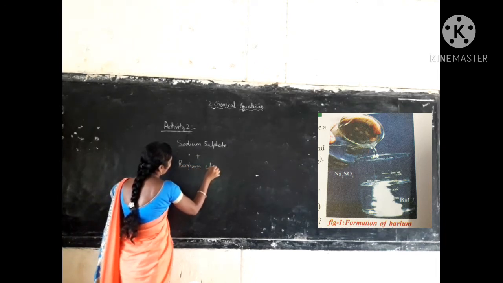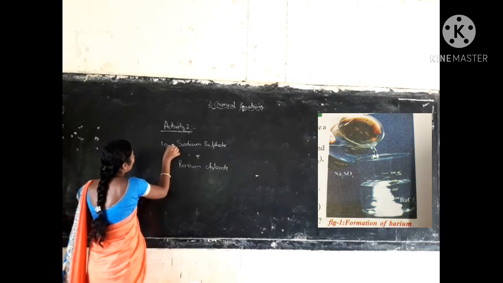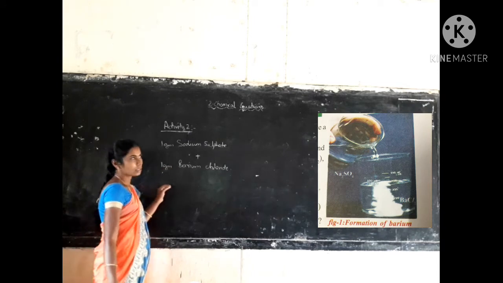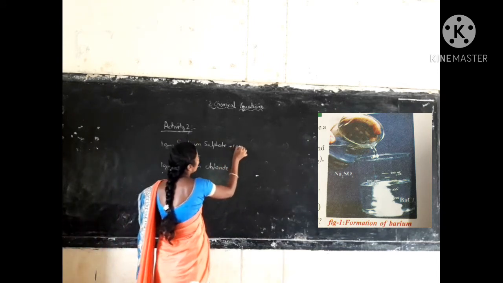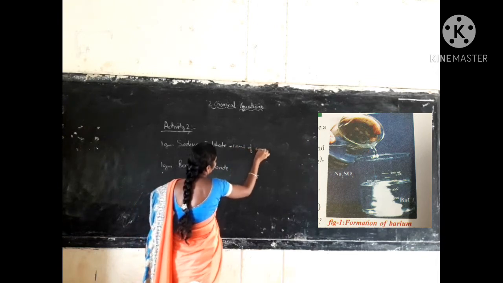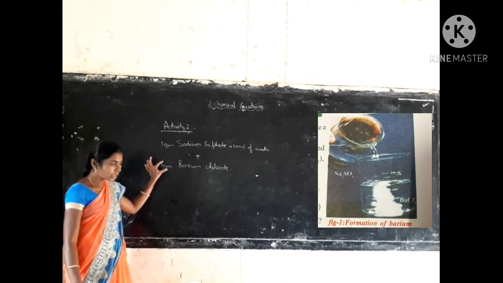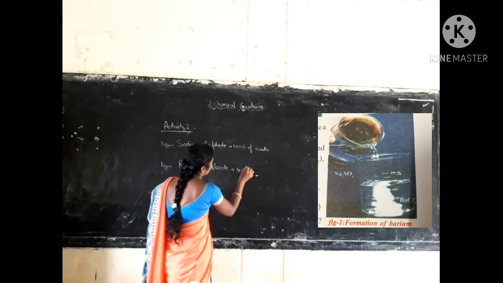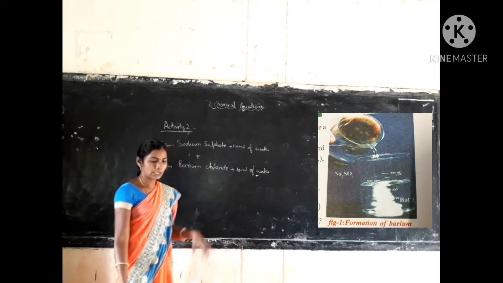Barium chloride. So how much will we take? Let us think that I am taking 1 gram of sodium sulfate and 1 gram of barium chloride. I am mixing 1 gram of sodium sulfate with 10 ml of water. In the same way, we take 1 gram of barium chloride and mix with 10 ml of water. Okay, what will happen we will see now practically.